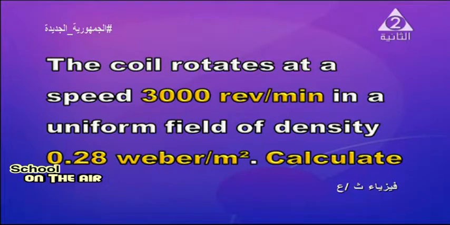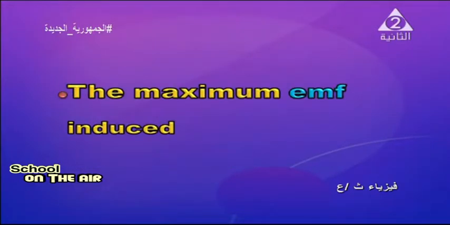In a uniform field of density 0.28 Weber per meter squared. Weber per meter squared is the Tesla, the desired unit. So the magnetic flux density equals 0.28. Now we want to calculate the maximum EMF induced. We'll do it one by one.